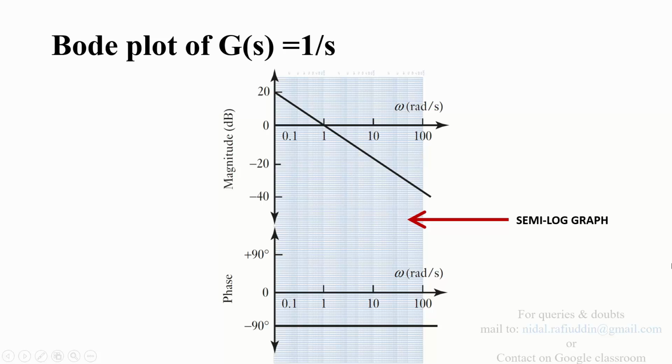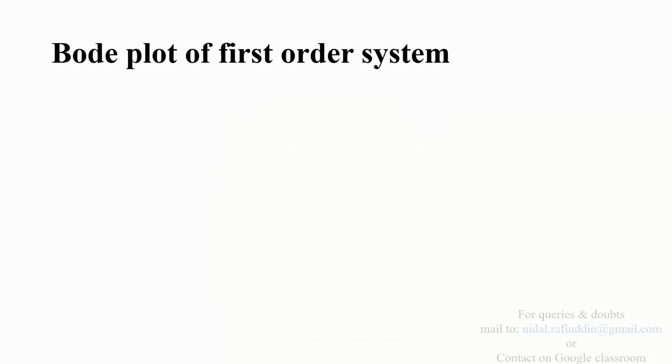So in our previous lecture, we learned the fundamentals of Bode plot, and we learned how to draw Bode plots on semi-log paper. And we did an example of drawing Bode plot of a system with transfer function G(s) equal to 1 upon s, and the Bode plot of this type of system was given as shown in the figure here. Now today we'll talk about the Bode plot of a first order system.